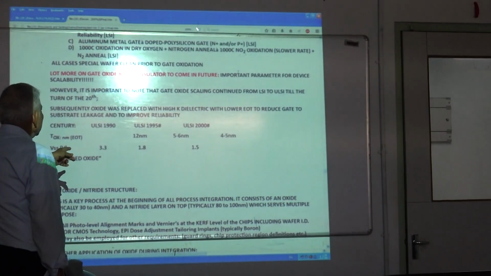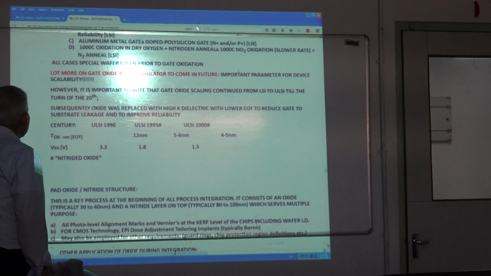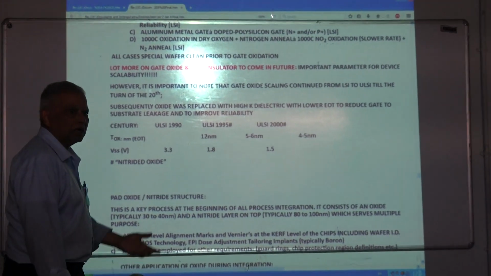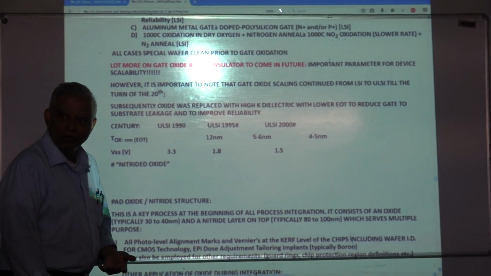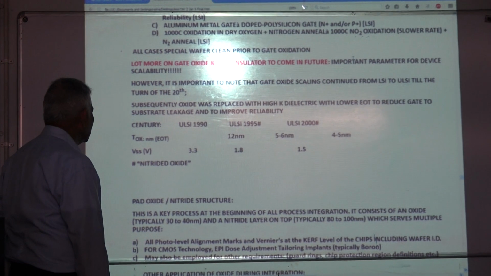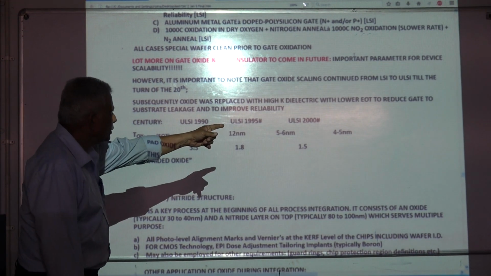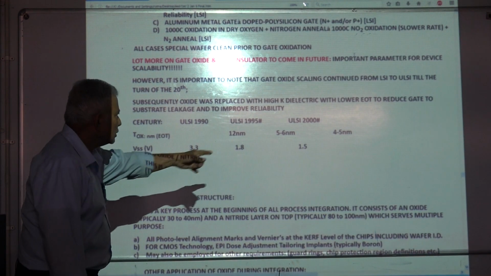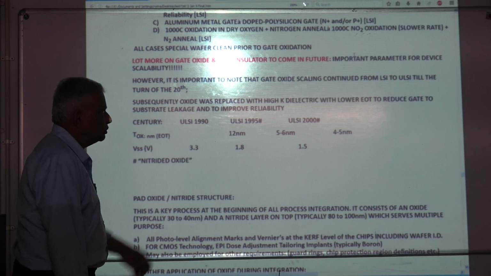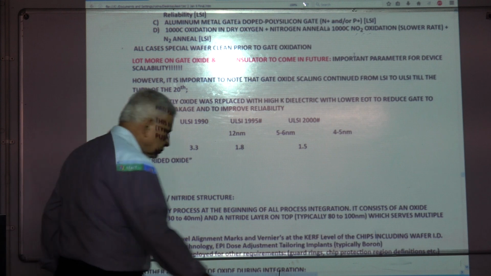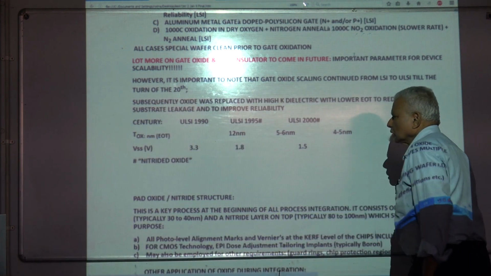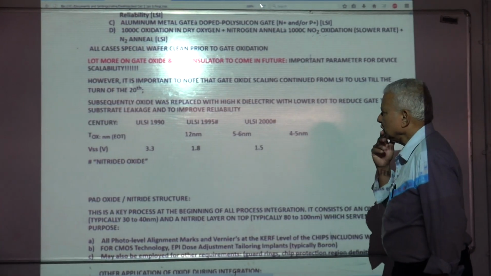So you can see that we're talking about ULSI, we're talking about T-ox thickness, how it scales down, and now you know how it has been scaled all the way to 10 nanometer type. But this is early ULSI, and at that point we were talking about EOT of 4 or 5 nanometers. We have gone down significantly. Okay, let's go.